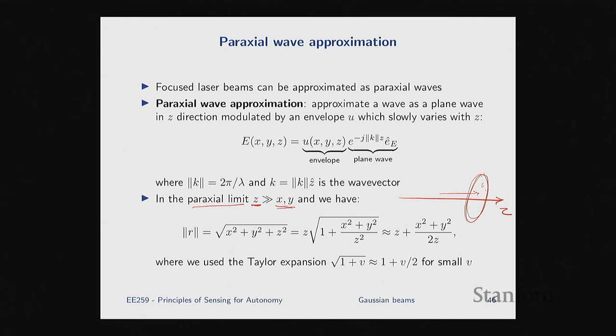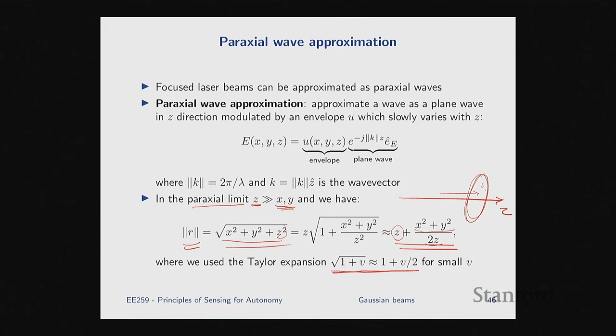So z is much bigger than x and y, which means you can approximate norm of r at any point along the direction of travel, which is square root of x squared plus y squared plus z squared. Because z is much larger than x and y, you can approximate it by this expression. And this is nothing special. It's just the first order Taylor series expansion of square root of 1 plus x, which becomes 1 plus x over 2. So with that, norm of r, we can write it in terms of x, y, z as z plus x squared plus y squared over 2z.